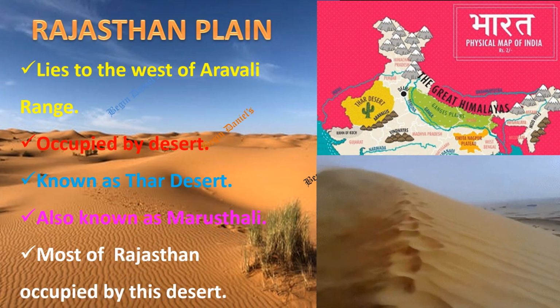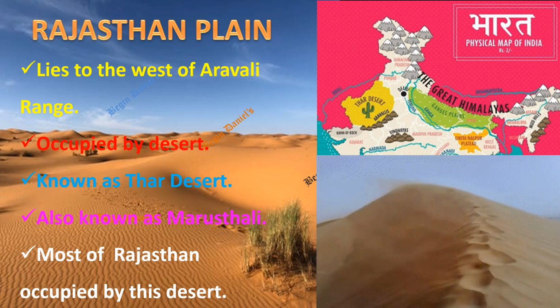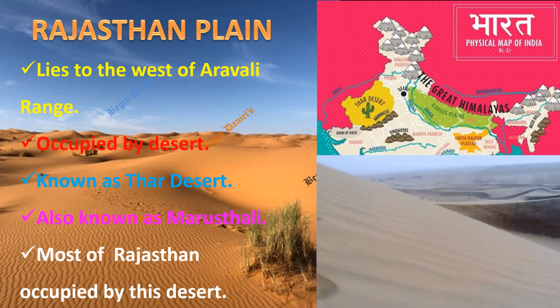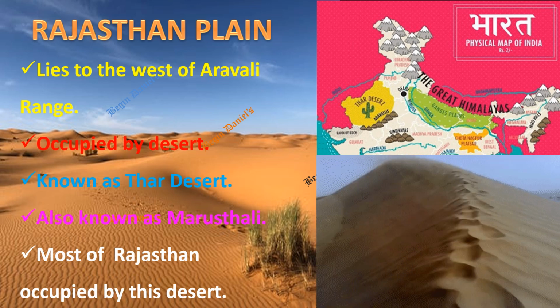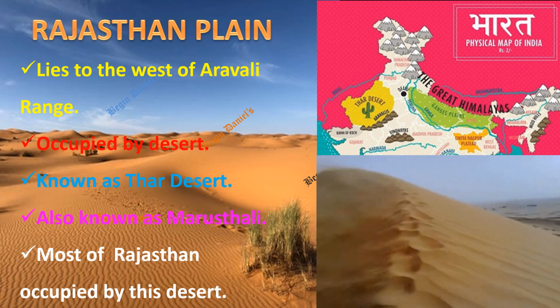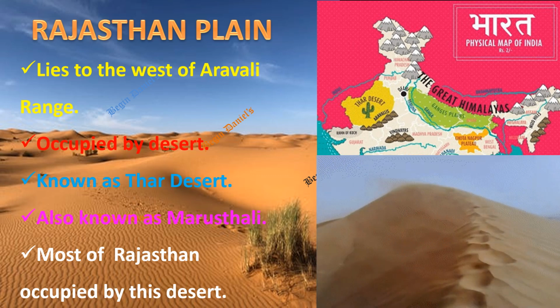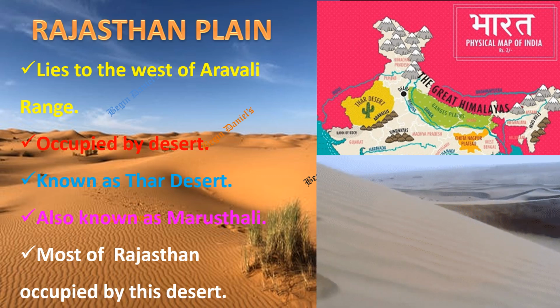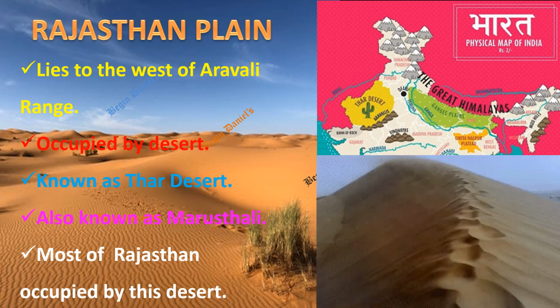Next we learn about the Rajasthan plain. It lies to the west of Aravalli range, occupied by desert. It is also known as Marusthali, or it can be called the Thar Desert or Great Indian Desert. Most of Rajasthan is occupied by this desert region.